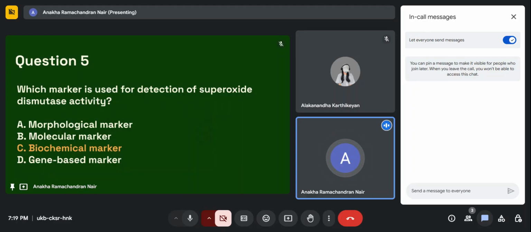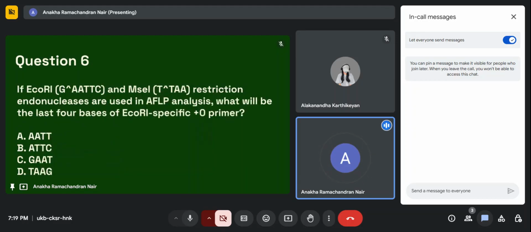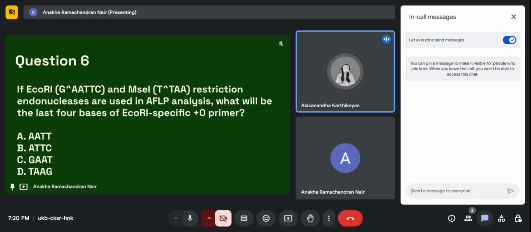So if there are no doubts, I'll move on to the next question, which is question number 6. Question number 6 is, if EcoR1 and MSE1 restriction endonucleases are used in AFLP analysis, what will be the last four bases of EcoR1 specific plus 0 primer? Do you have a guess? Actually, I didn't get here what the specific plus 0 primer is meant.